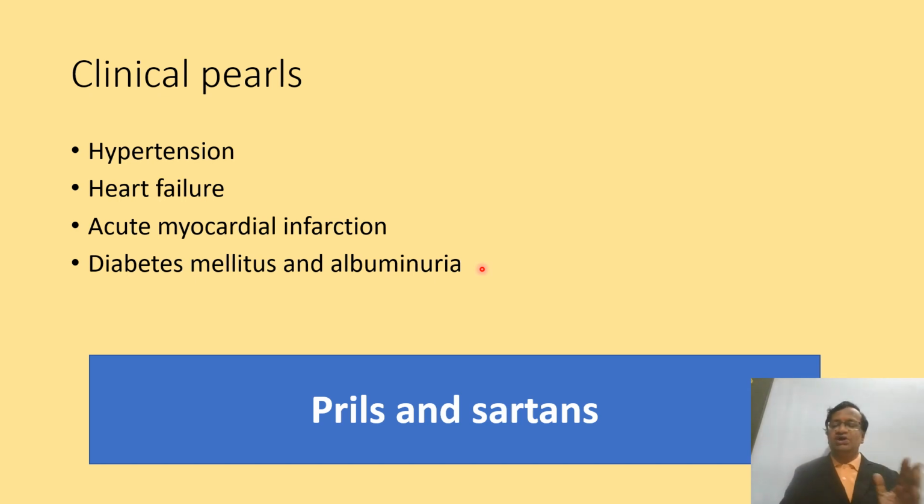What are these drugs? These drugs are all the prils and sartans. Enalapril, lisinopril, perindopril, all these things are ACE inhibitors, angiotensin converting enzyme inhibitors. What are the sartans? Losartan, telmisartan, valsartan, candesartan, irbesartan. All these cause blockade of AT receptors.